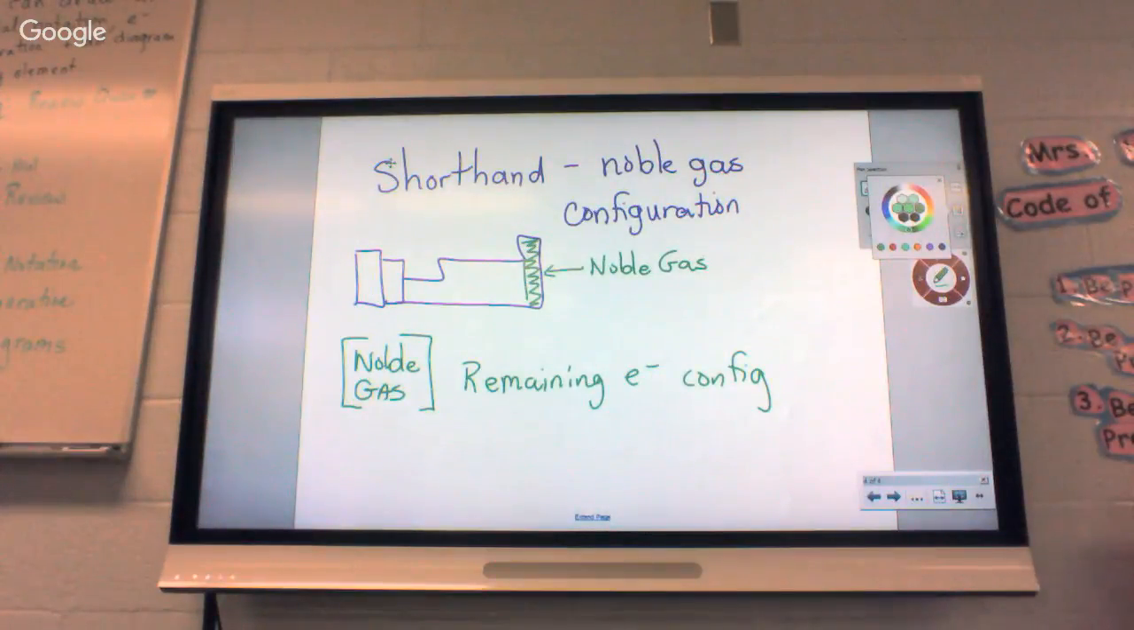And it's pretty easy. You would pick the noble gas before gold, and then just do everything after that till you get to gold? Exactly. So it's shorter. That's why I said, if you're tired of starting at 1S, this will be a shorter way to do it.